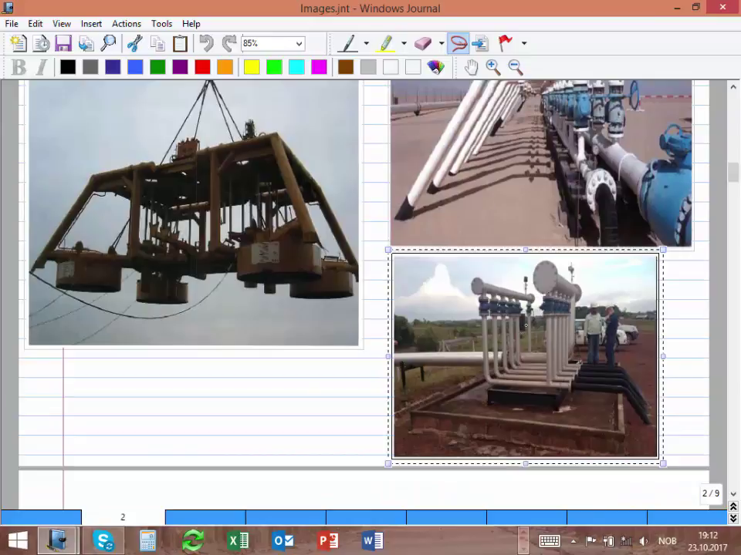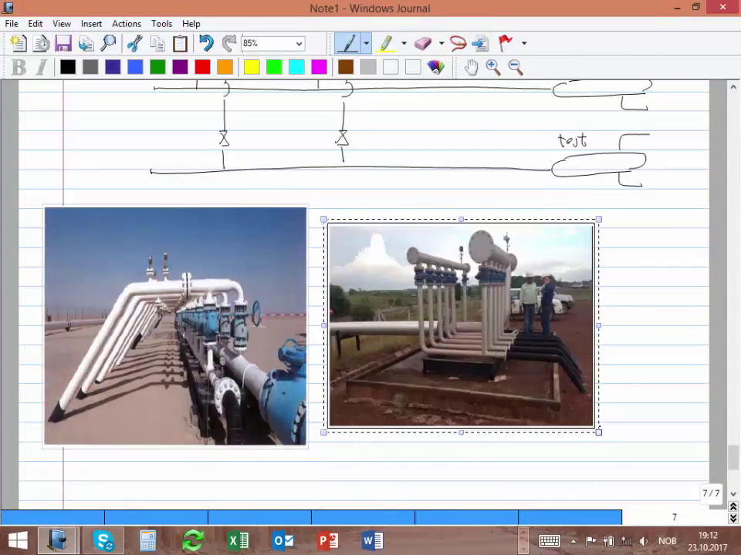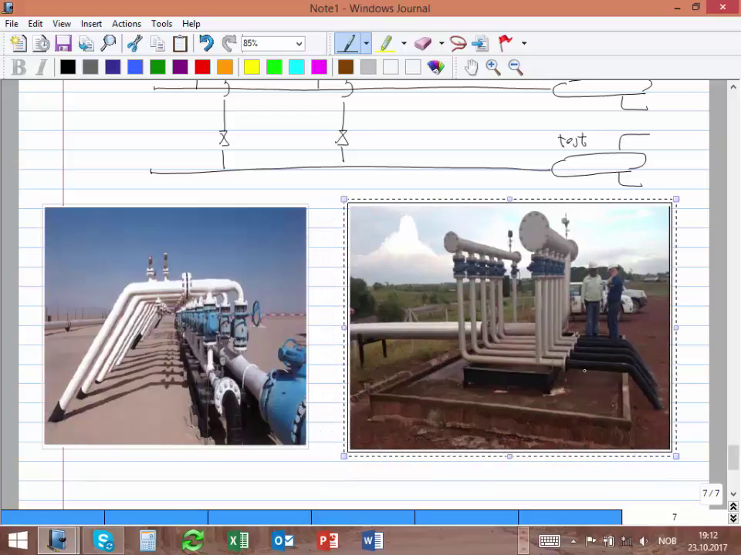This is another system. Again, I'm going to ask you the same question. The wells are coming from the right. Which one is the test and which one is the production manifold? That one is production. This one is test. If I want to produce to test, open here, close here. The opposite, close here, open here. Clear, crystal clear.